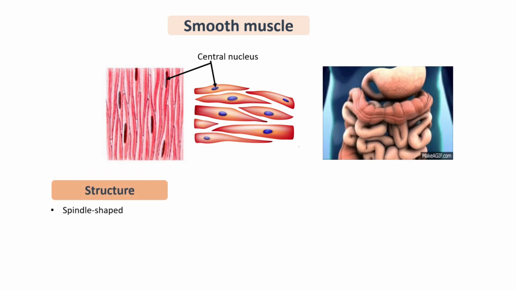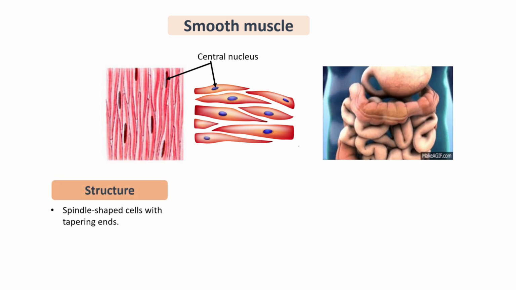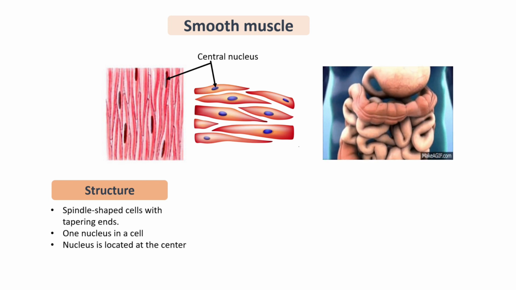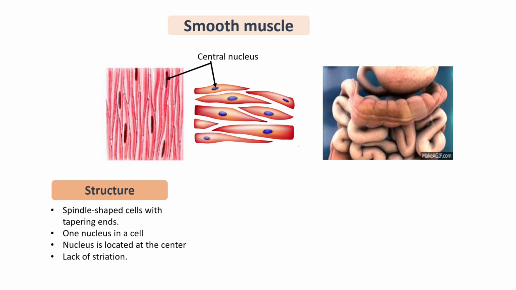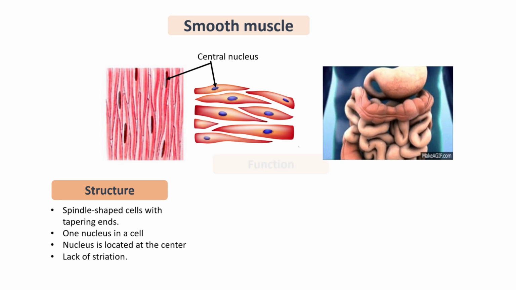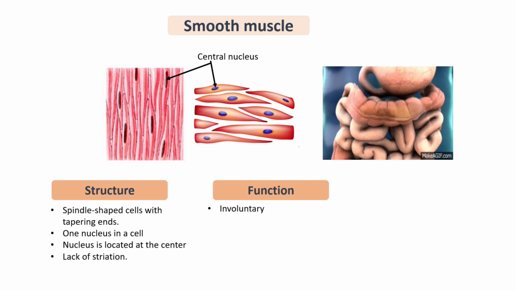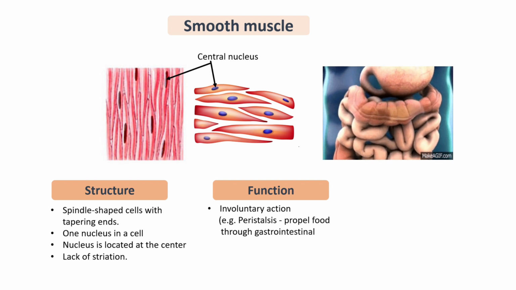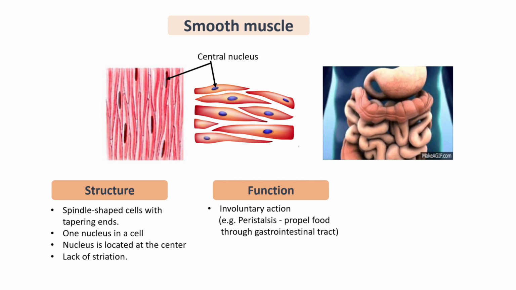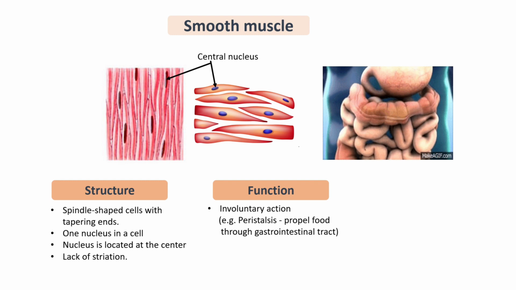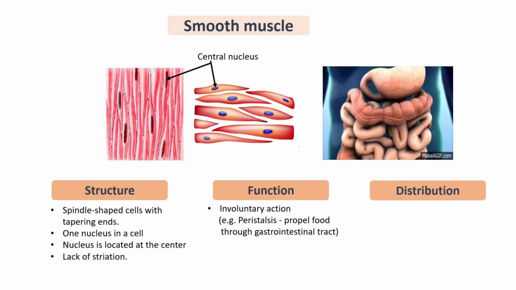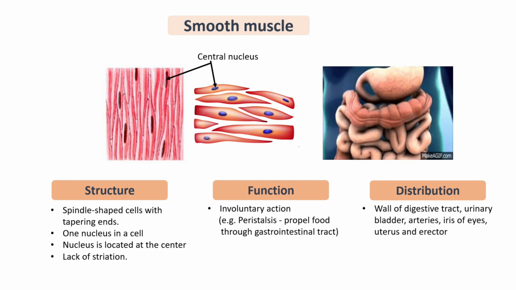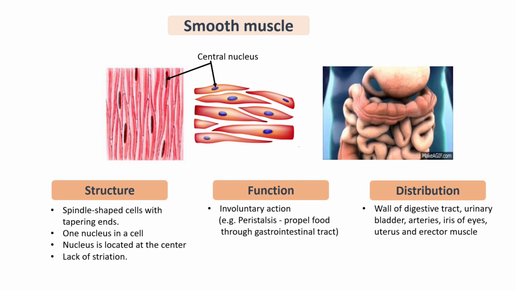Smooth muscle has spindle-shaped cells with tapering ends. There is only one nucleus in a cell. The nucleus is located at the center of the cell. This tissue lacks striation. The function of smooth muscle is for involuntary action, for example peristalsis, a process that propels food through the gastrointestinal tract. We can find this tissue in the wall of the digestive tract, urinary bladder, arteries, iris of the eyes, uterus, and erector muscle.